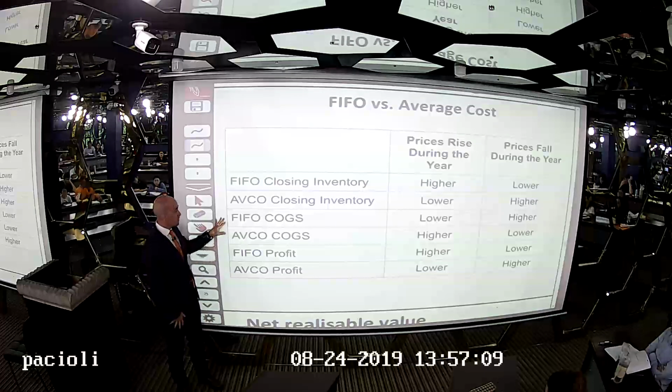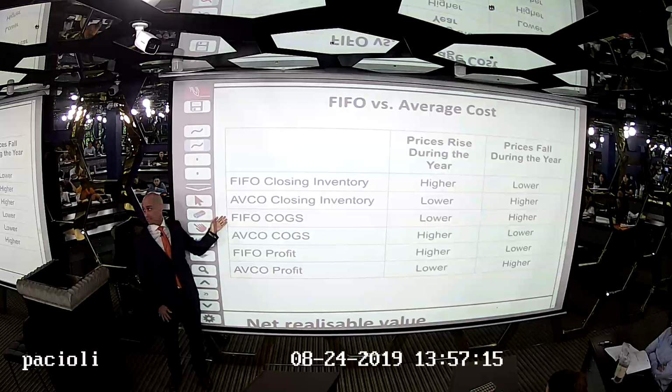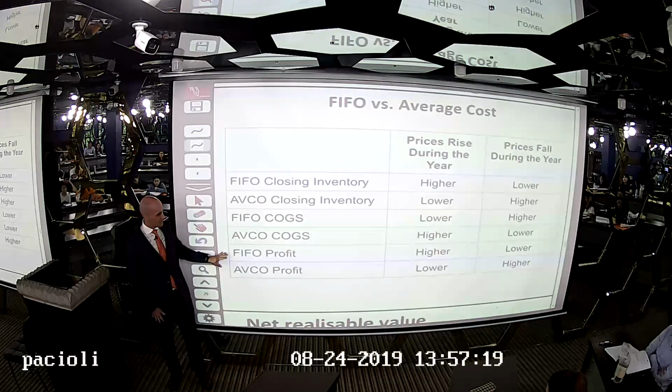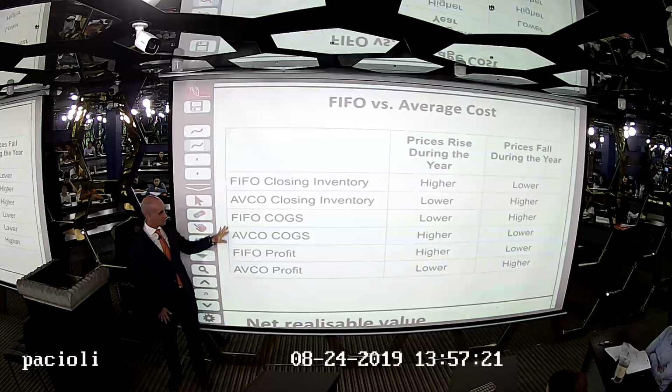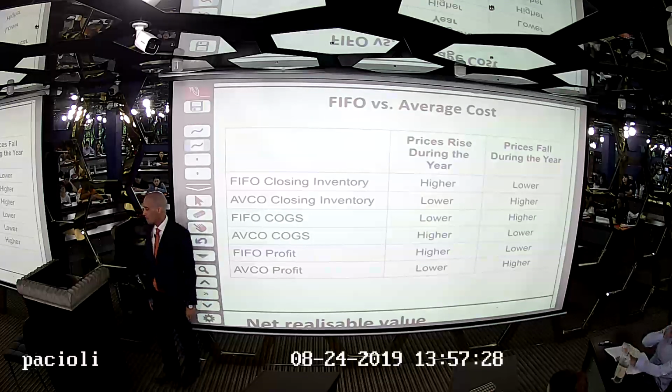And when prices go up, FIFO, the closing inventory is higher, so the cost of goods sold is going to be lower. And average cost higher. And then the profit, if the cost of goods sold is lower, the FIFO profit is going to be higher. And then the average cost profit is going to be lower.